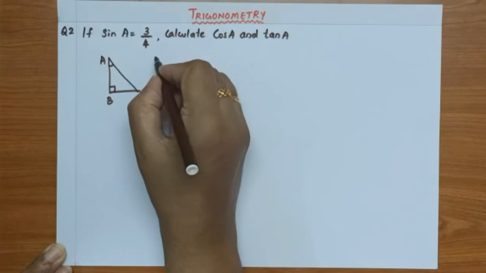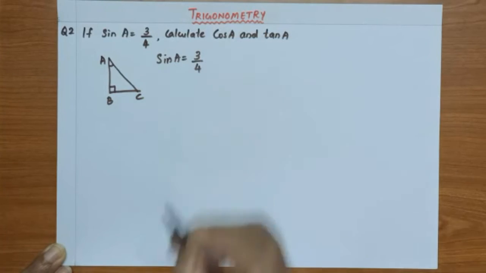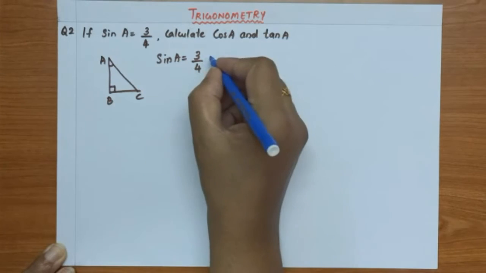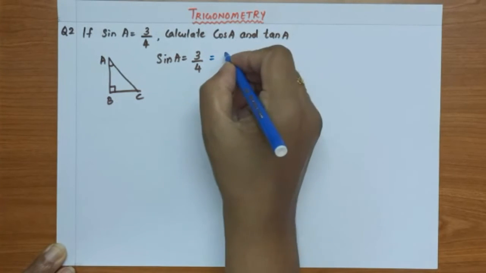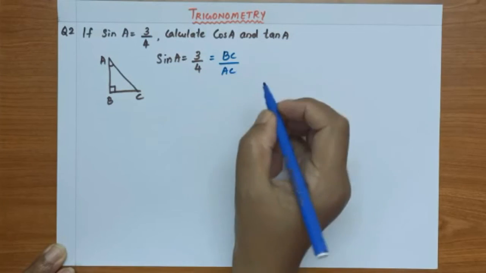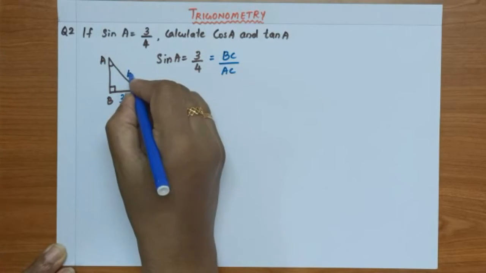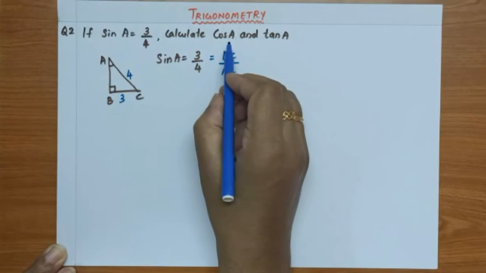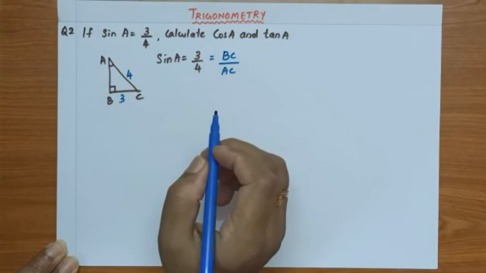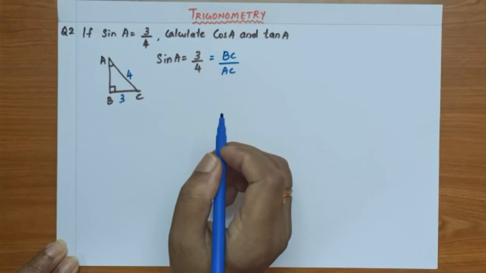So there is given sin A equal to 3 by 4. So if sin A equal to 3 by 4, that means opposite side of angle A, it is BC by hypotenuse, that is AC. So BC is 3 and AC it is 4. Then we have to find out what is cos A and tan A. For finding cos A, we have to get what is adjacent side of angle A.